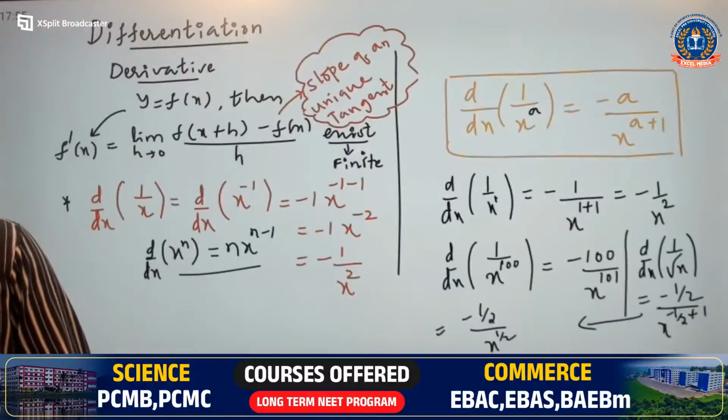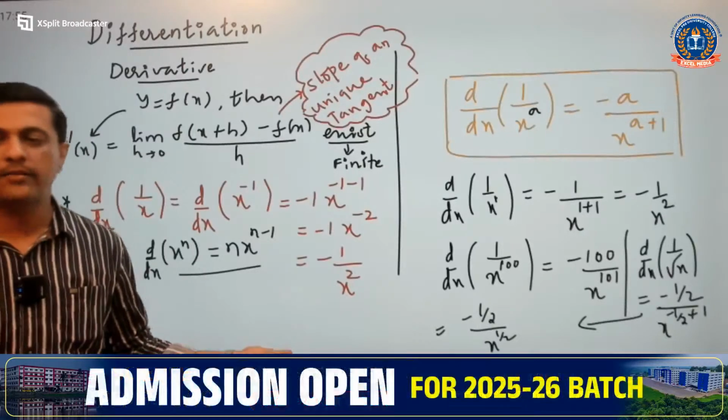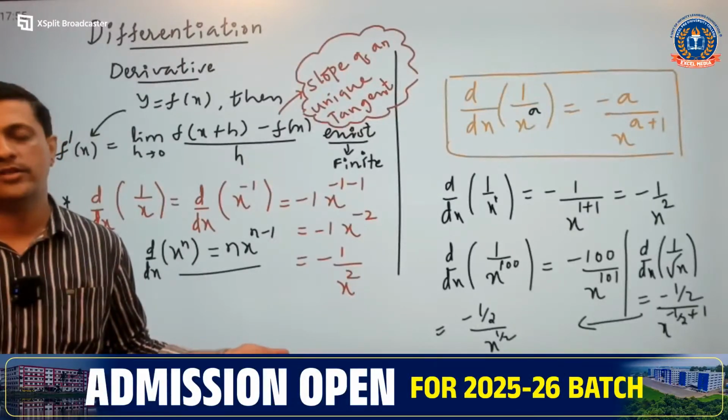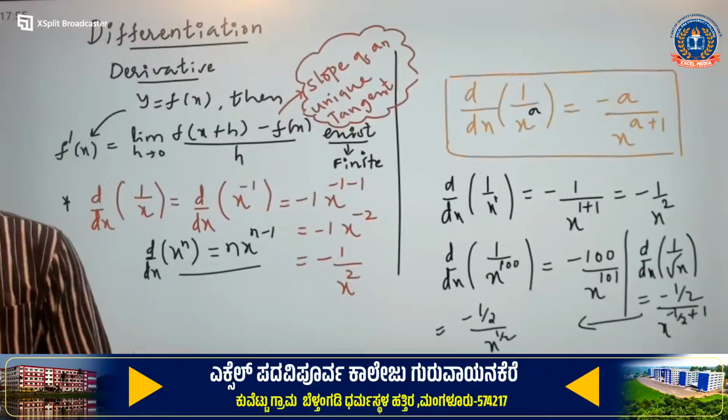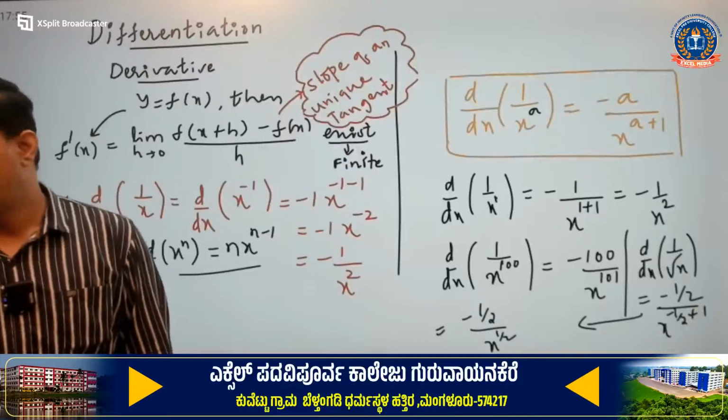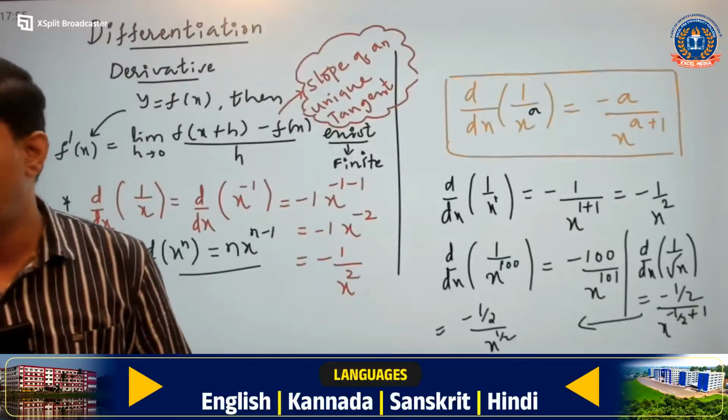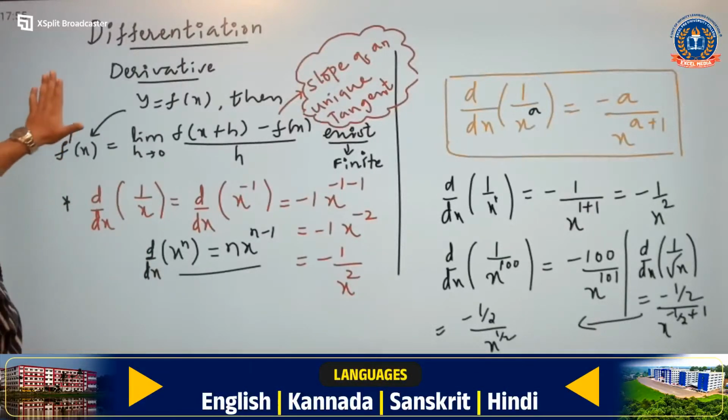Harshit, I already simplified and I have written minus 1/2 whole raised to 1 by x raised to 1/2. Good, very good. We'll take the next.